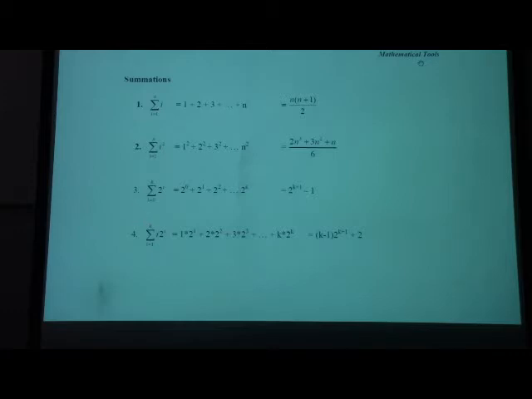It's not the same here. Because here, if I change this to 1, then what would happen? Then I would be taking away 1. So the result would be what? Minus 2.